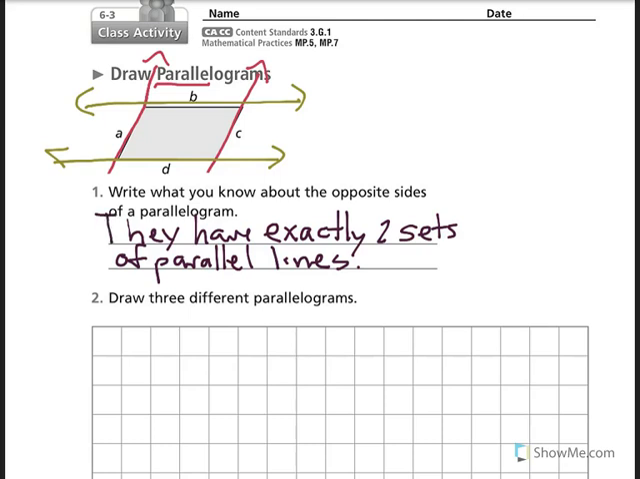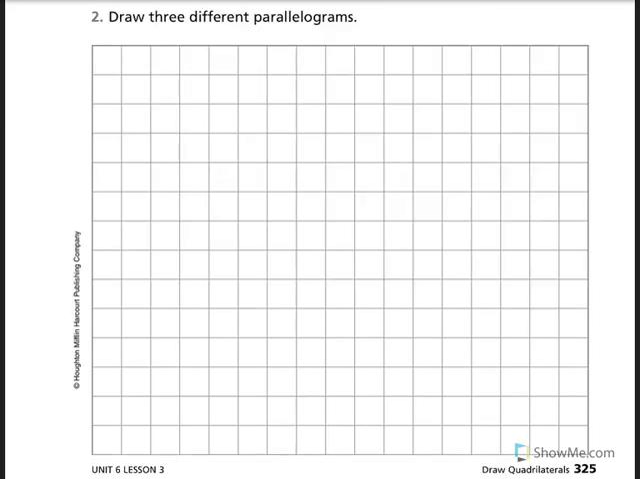They have exactly 2 sets of parallel lines. That's what makes it a parallelogram. The opposite sides are parallel. Opposite sides are parallel. And that's why they call it a parallelogram. All right. Now, we're going to draw 3 different parallelograms.